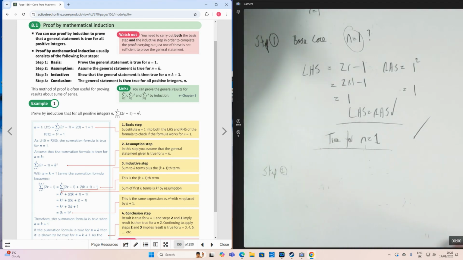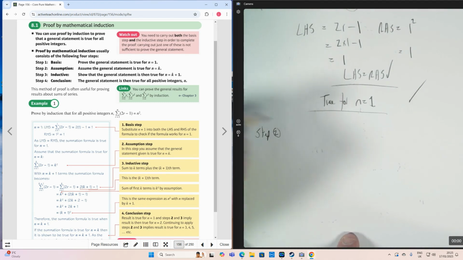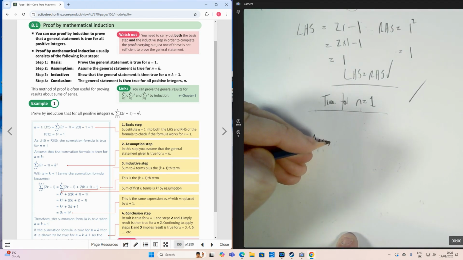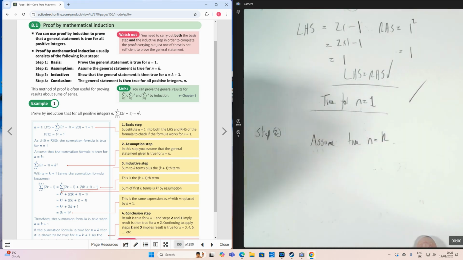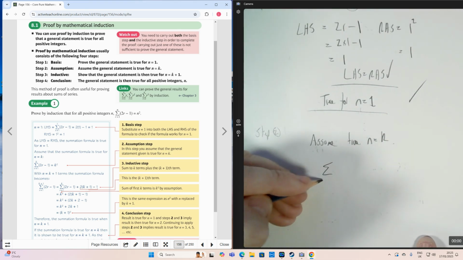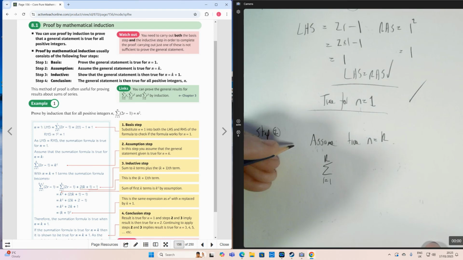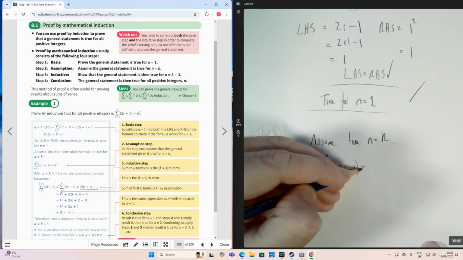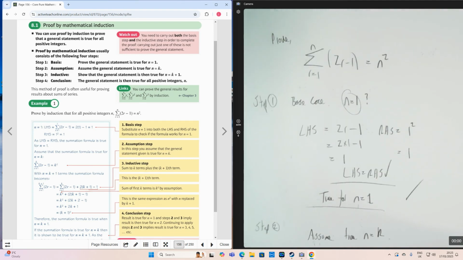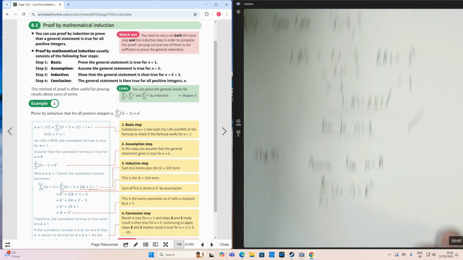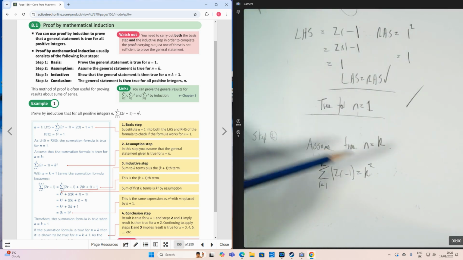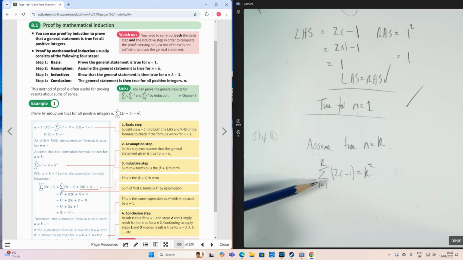Step 2 is we're going to assume that it is true for n equals k. So therefore, our summation formula from r equals 1 to k of 2r minus 1 is equal to k squared. And you can see that this is just the formula from above, r equals 1 to n, except that n has been replaced by k. So we're assuming that to be true.